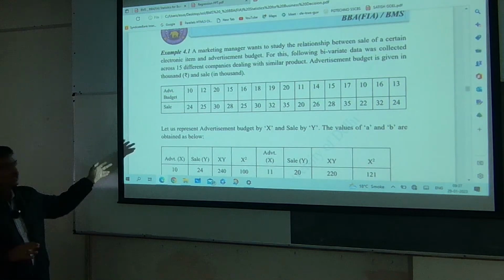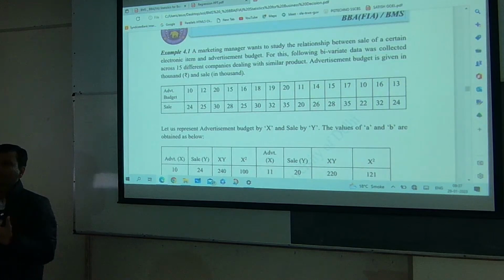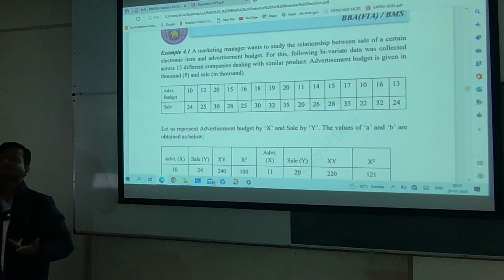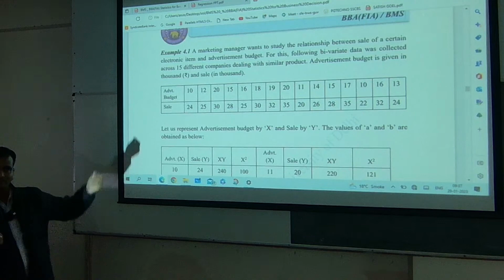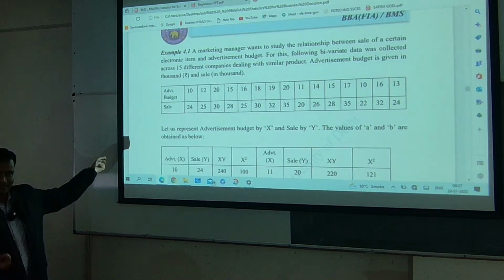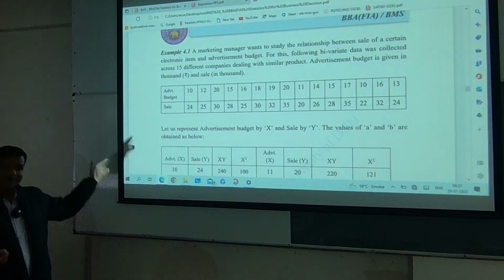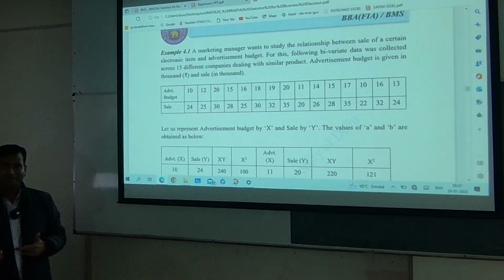But here we now have to find the model, we have to develop the regression equation, that is, the form of the relationship between the two, for example y equal to 3 plus 2x, where x may be the sales or the budget. That you have to decide, what you take as x and what you take as y.